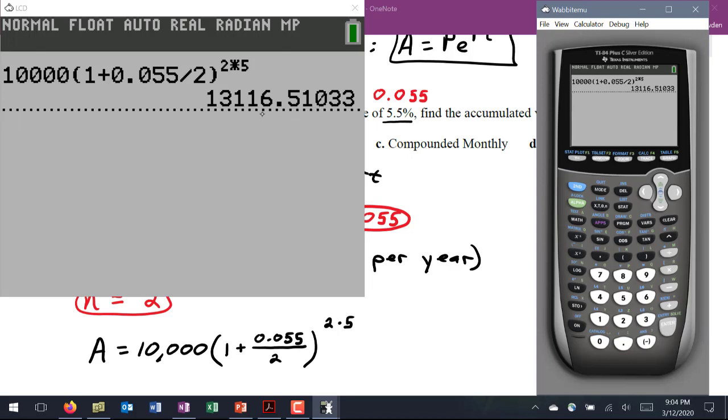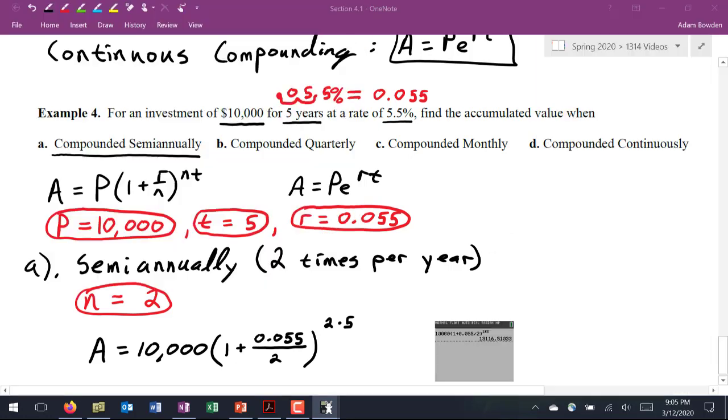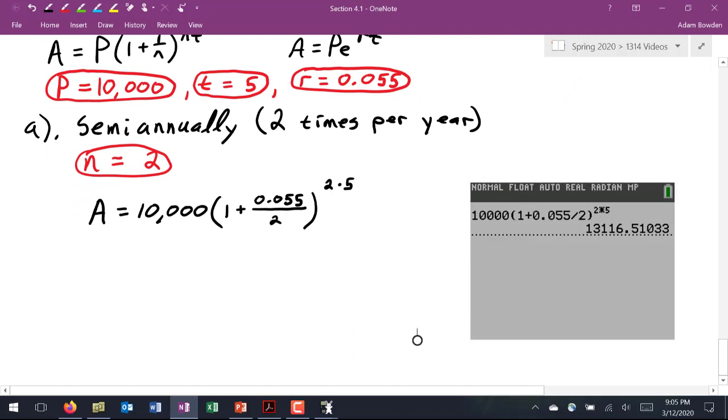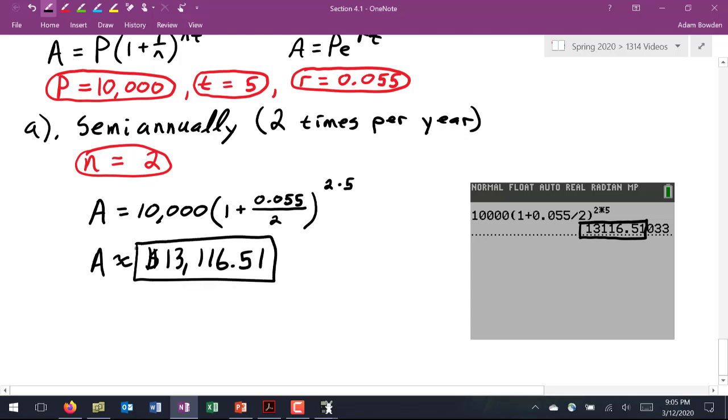Now, a thing to keep in mind is we want to round this off to the nearest cent, basically the nearest hundredths place. So let's look at the number that we got. When I round this off to the nearest cent, it'll be approximately $13,116.51. So from $10,000 to over $13,000. That's how much money is going to be there after the interest has been paid semi-annually for 5 years.